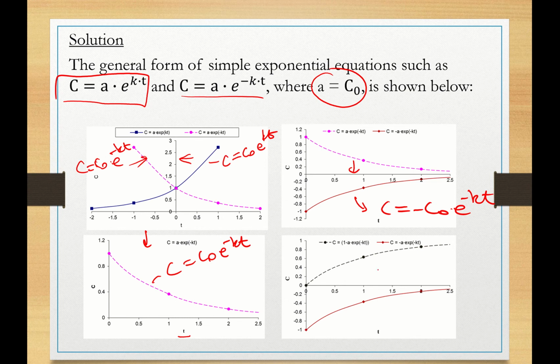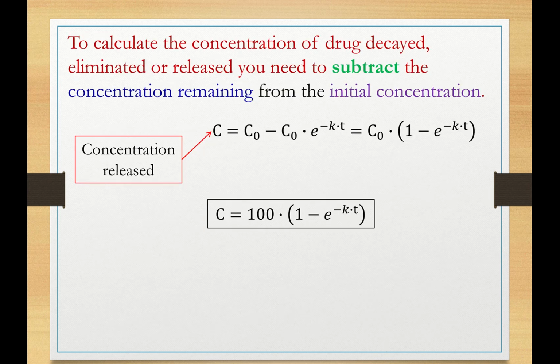And now, if I want to shift this by C0, I just have to add. So C is going to be C0 minus C0 e to the minus kt. This curve here describes drug accumulation. This is what we showed over here. So this is now my curve, C0 times 1 minus e to the minus kt. This curve is able to simulate drug accumulation or drug release into biological media.